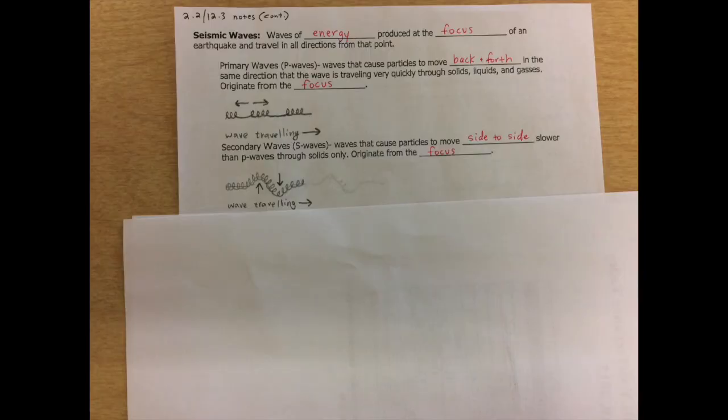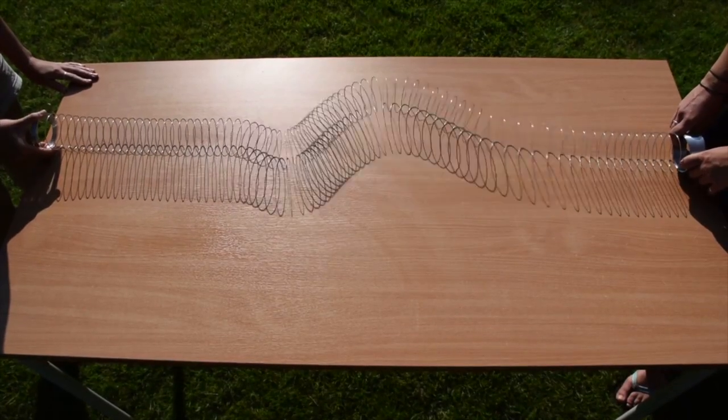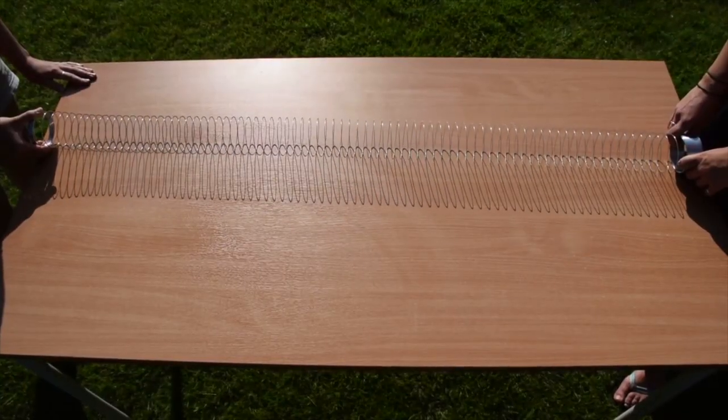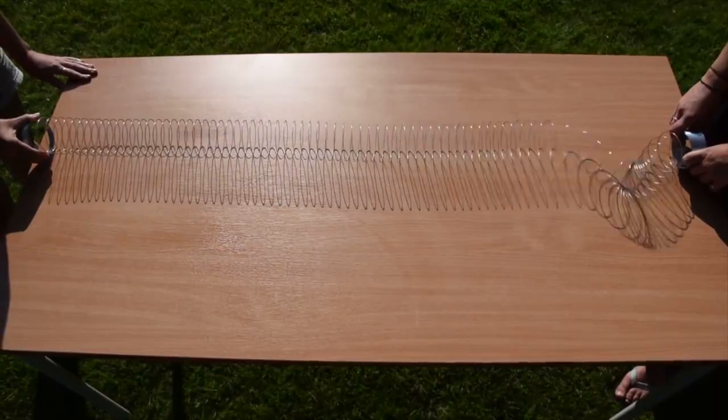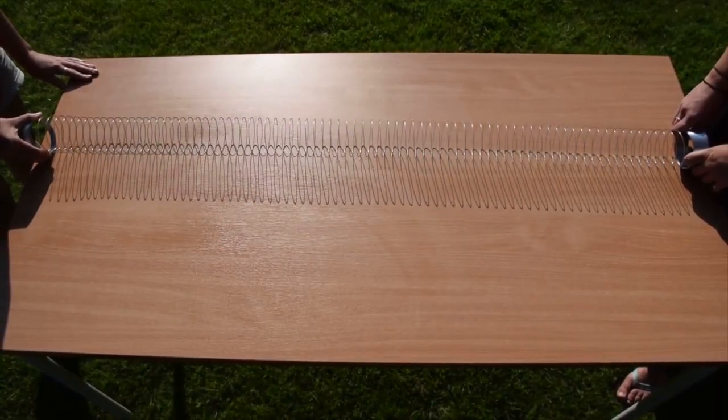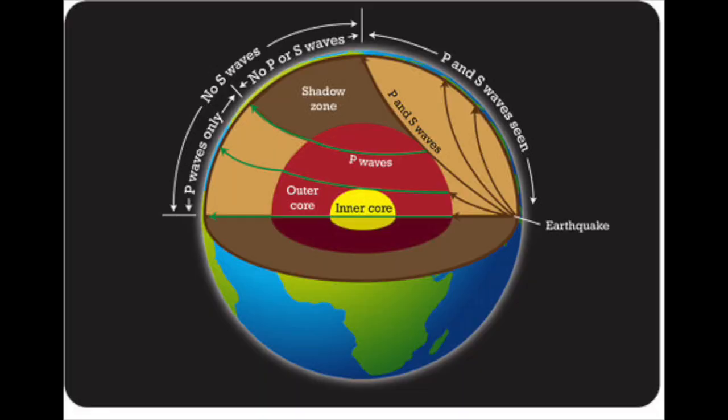Secondary waves also originate from the focus, but they move in a little different way. They go side to side, and because of that, they travel slower than the P waves, so they always arrive second, hence the name. Secondary waves can only move through solid layers of the earth.